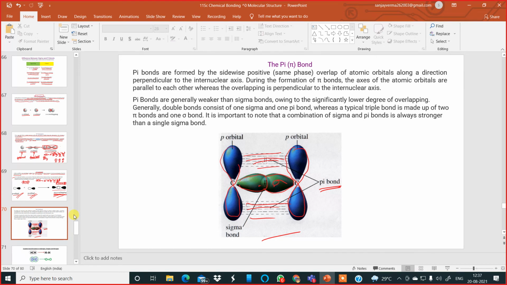The sigma bond also contains two electrons. So here it is a case of a double bond, a carbon-carbon double bond. If you have a carbon-carbon double bond, it is an alkene. An example of an alkene is ethene.